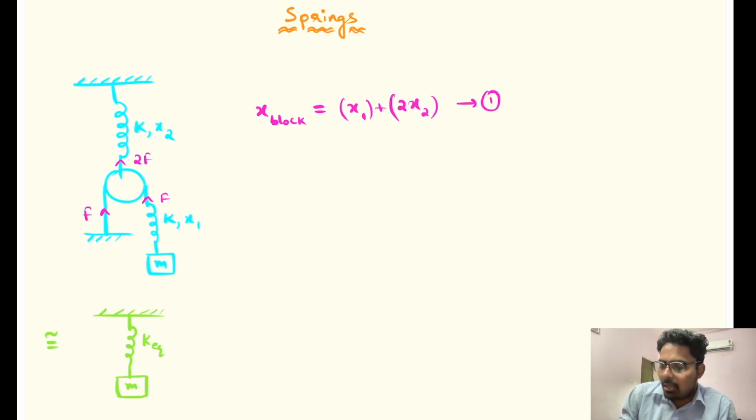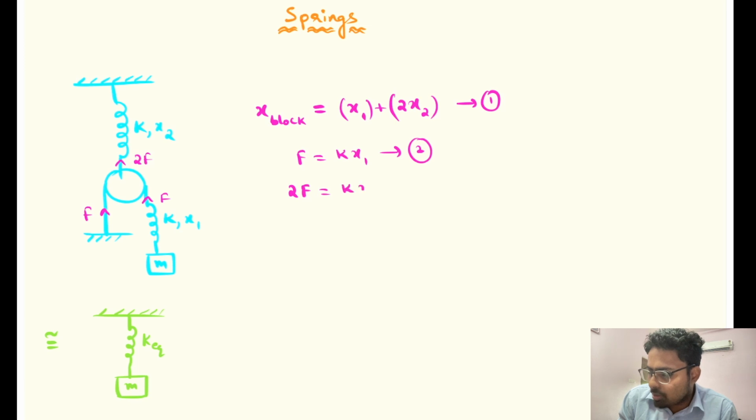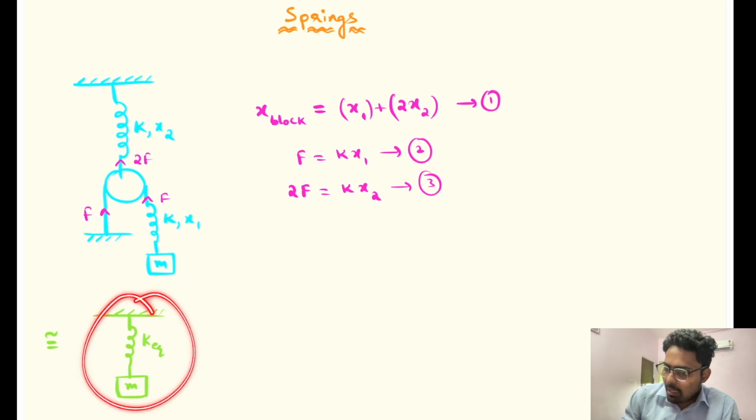Let's keep it aside. Then from here we know, as I said, in this entire spring the force is F. I can also write F equal to kx1. This is equation number 2. And similarly in this spring the force is 2F. So I can write 2F equal to kx2. This is equation number 3. Right? So now, one more important thing, from here I'll write one more equation, the final equation.